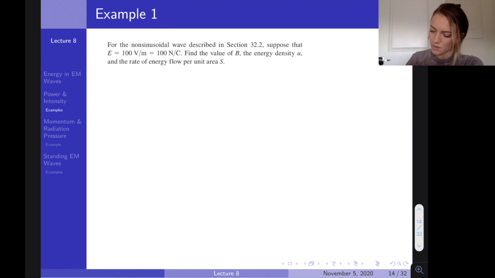Okay, so the first thing we want to do is find the value of B. Well, for B, we can just do E divided by c. So we get 100 volts per meter divided by 3 times 10 to the 8. So that comes out to 3.33 times 10 to the negative 7 Tesla.